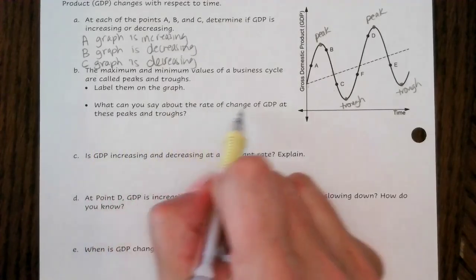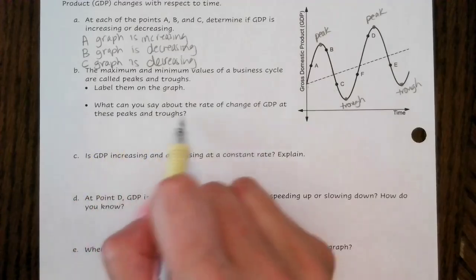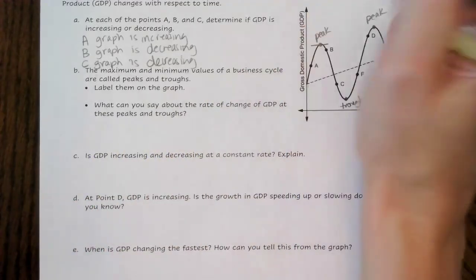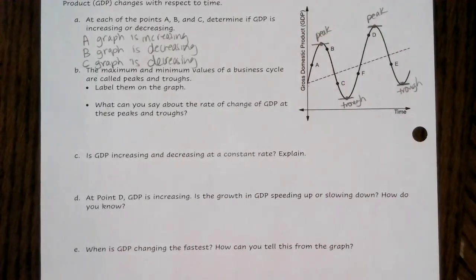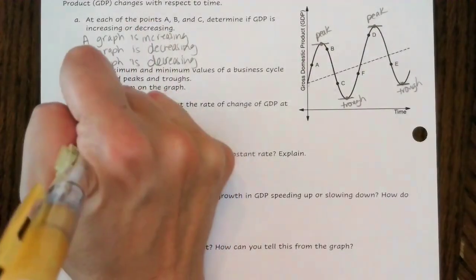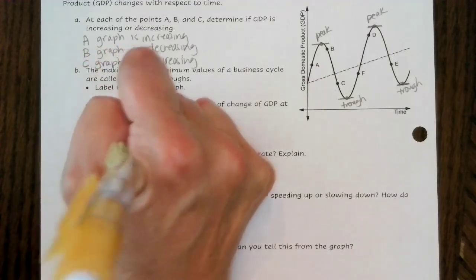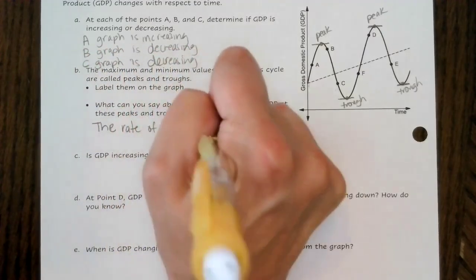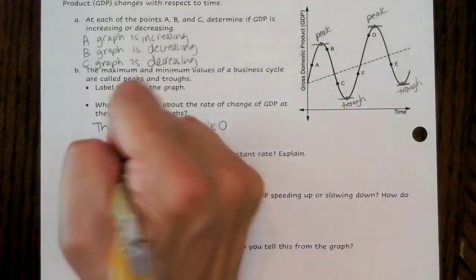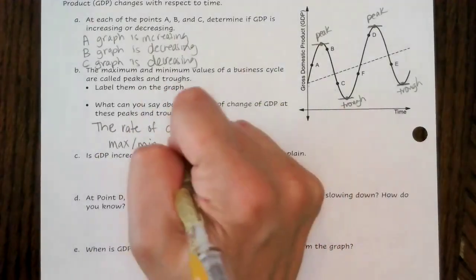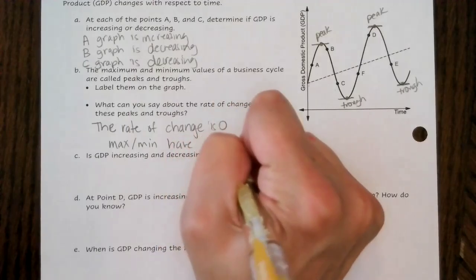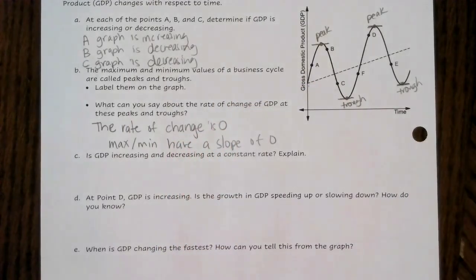What can you say about the rate of change of GDP at these peaks and troughs? And so we talked already, the peaks and the troughs here, the max and mins, that is when we are changing in direction. And so our tangent line is horizontal, so it has a slope of 0. So the rate of change there is 0. I'm going to go ahead and write there, max or min values have a slope of 0. So you can remember that one.